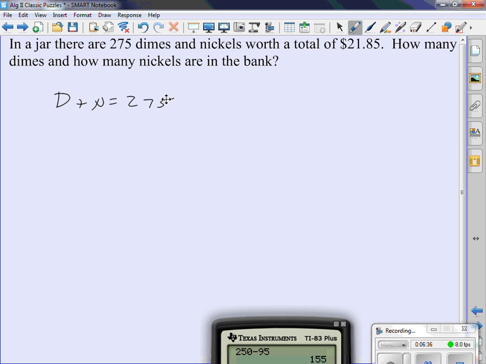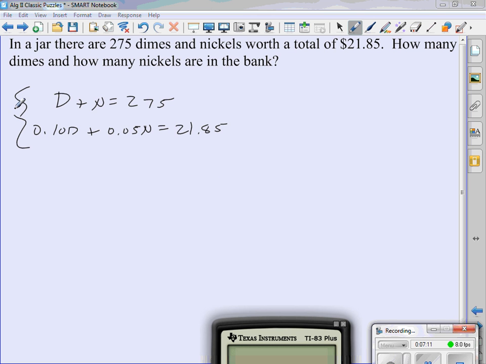What's the next one going to be? 0.10D plus 0.05N equals 21.85. Now, the top mistake made on these types of problems is the fact that you write 5N. It says nickels, so you have to use 0.05N. Since most of you had this setup correct, see if you can solve it.